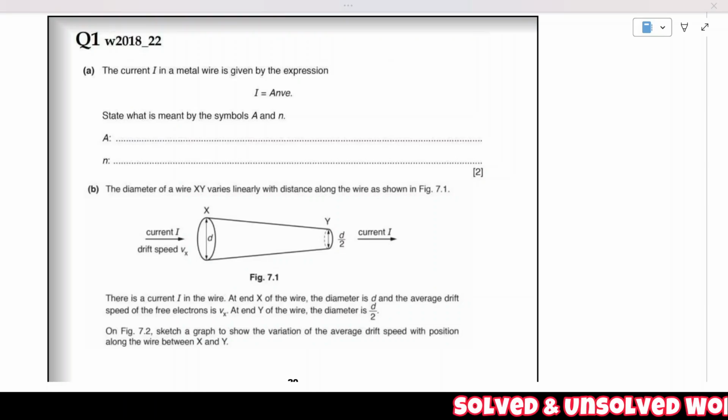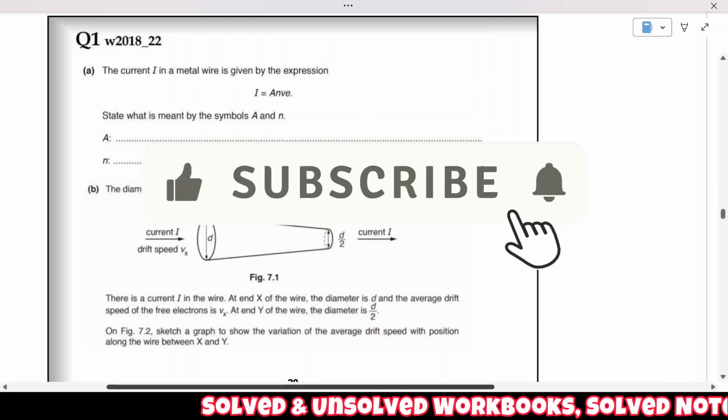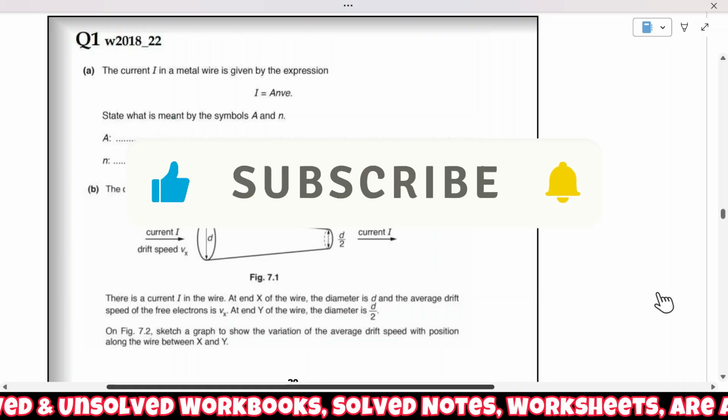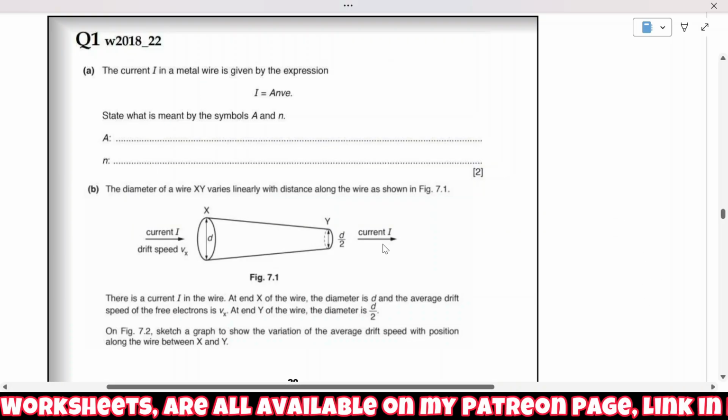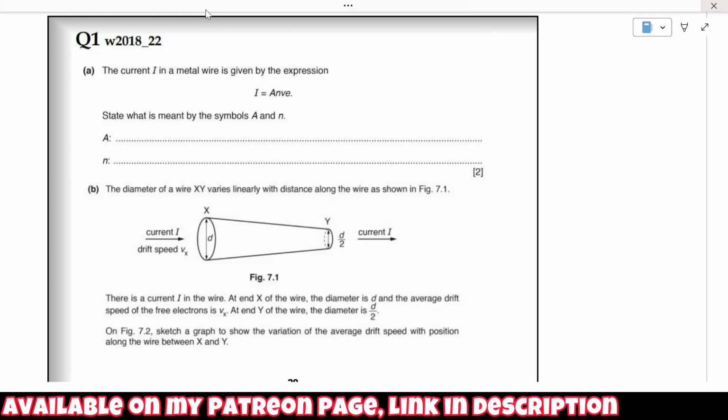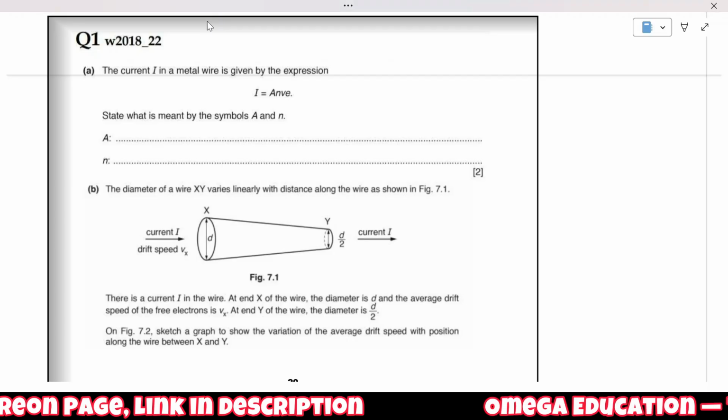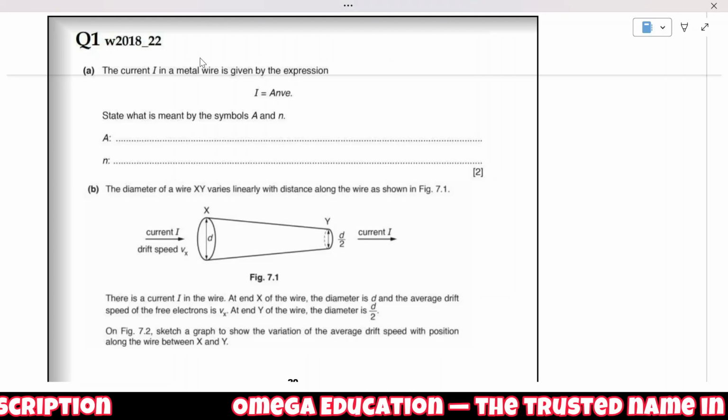All right, so here we go. The current in the metal wire is given by the expression, and then you can see the expression also. State what is meant by the symbols A, capital A, and small n.